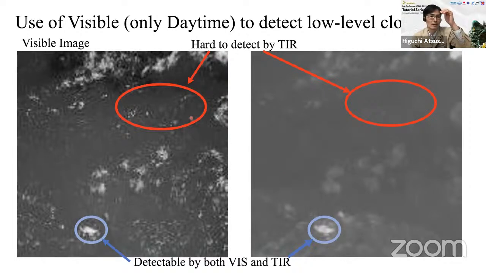On the other hand, in the red circled area in the TIR case, it's hard to tell where the cloud is. But in the visible images, such small patchy clouds can be captured. The visible image can easily capture low-level cloud compared with the thermal infrared, because the temperature difference between the surface and a low-level cloud is very low. So in such cases, visible wavelengths are very useful.